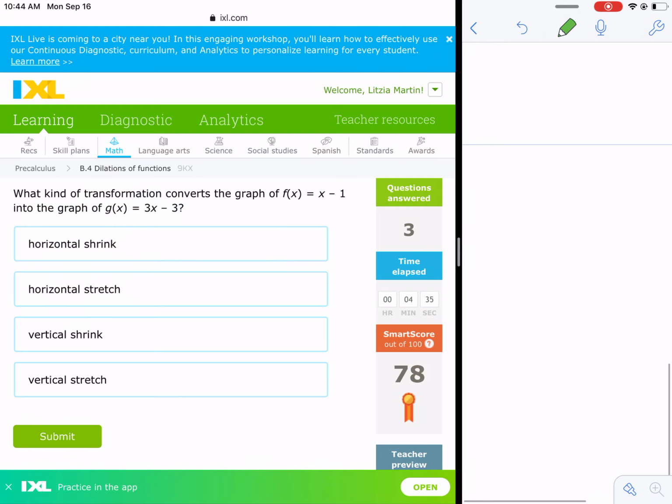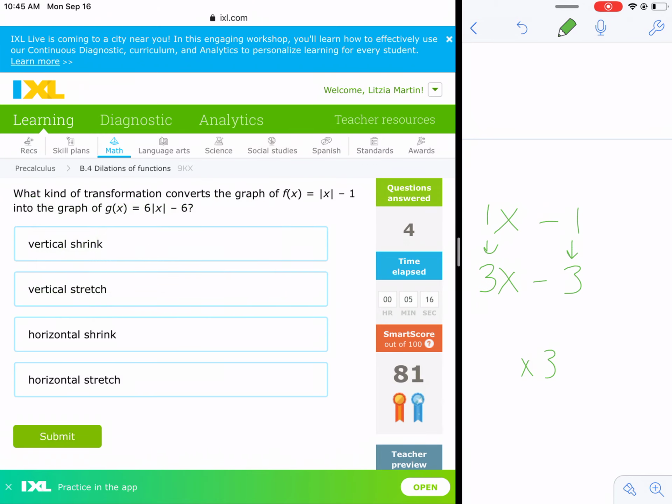All right, this next one, we're going from x minus 1 and converting it to 3x minus 3. This is an example where we have a change in the whole function. The whole function is being multiplied by 3. This is being multiplied by 3. This one that we have there and this one there is also being multiplied by 3. So this means we have a vertical dilation, and when it comes to vertical dilations, a number that's bigger than 1 is going to actually be a stretch. So we have vertical stretch for this problem.